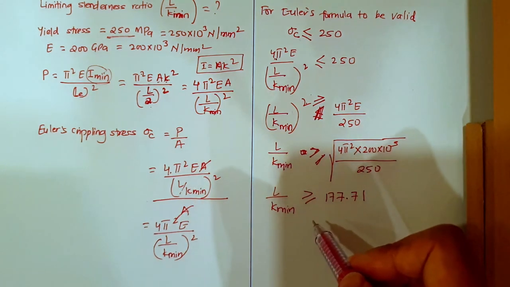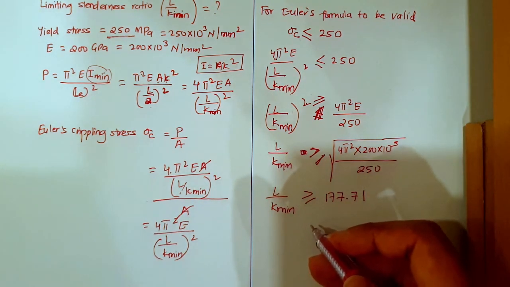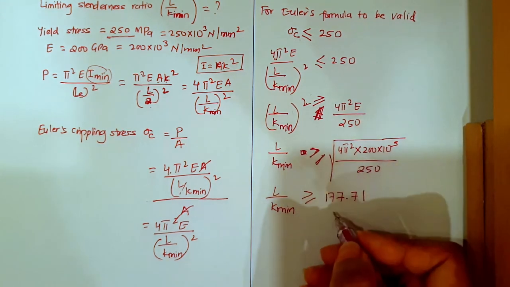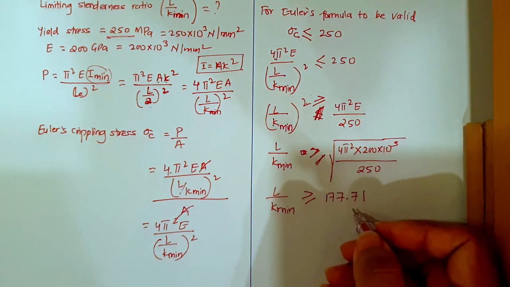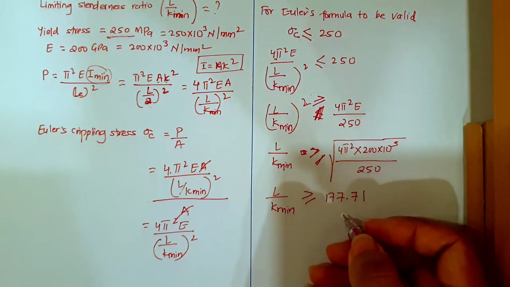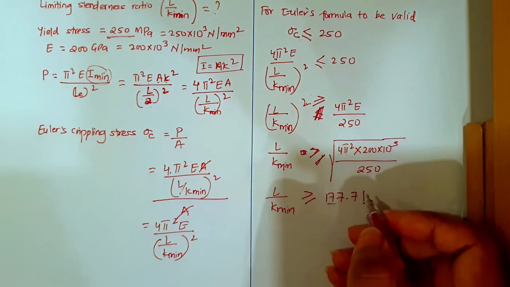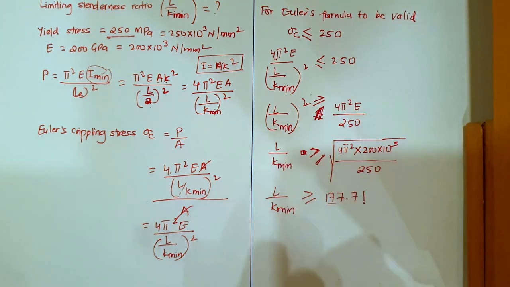So what does this mean? Thus it means that the limiting value of slenderness ratio is 177.71. This is the limiting value of slenderness ratio. Now if the slenderness ratio is less than this value, then Euler's analysis will not be valid. Euler's formula will not be valid.